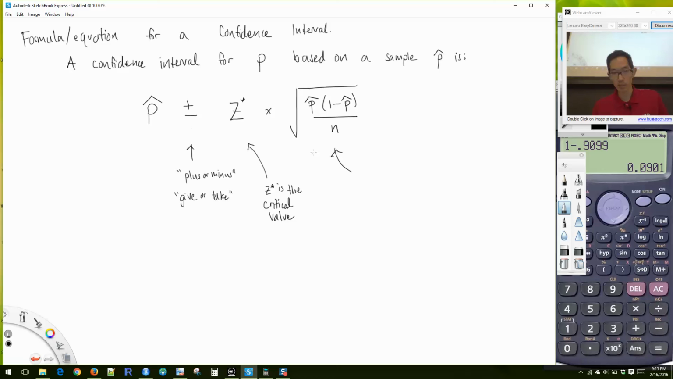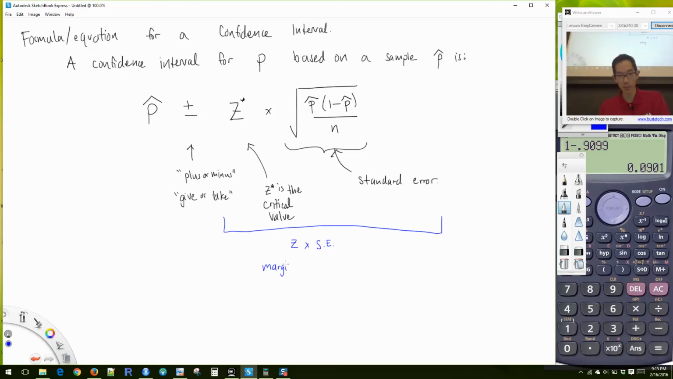And this quantity is called the standard error. And then when you take the critical value times the standard error together, the z star times the square root, I'm just going to write z star times the standard error. This is known as the margin of error.